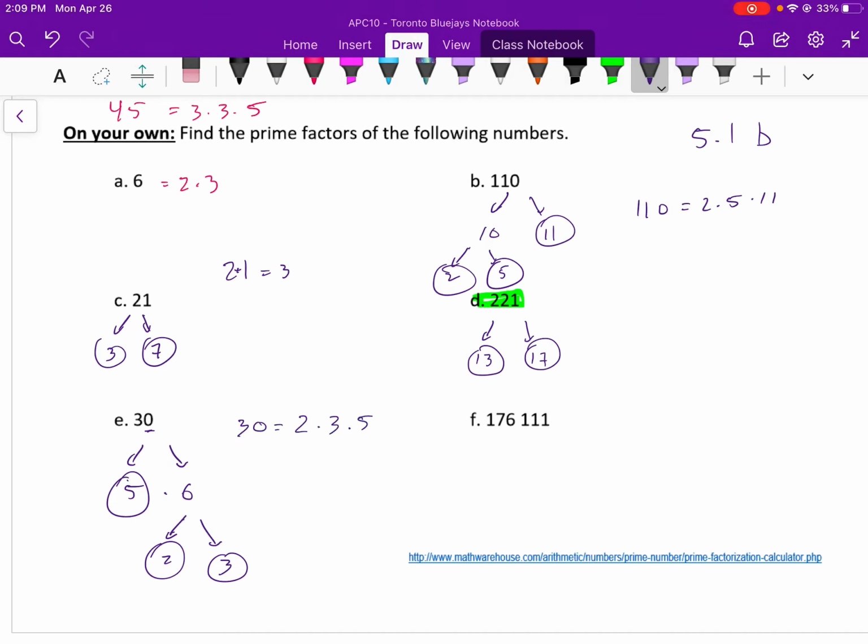Now, why is this so important, writing in the prime factorization? Number one, it gives a unique descriptor of all the factors of a number. And it'll also help out when we go deep into this unit here.